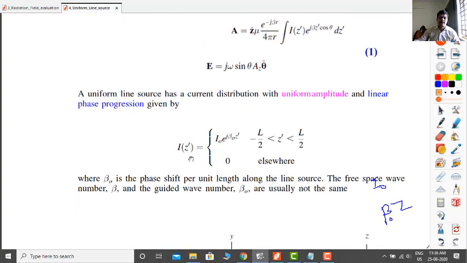So, here the current is represented as I of Z prime equals I0, that is the magnitude of the current, e raised to j beta naught Z prime, which represents the phase. And this happens over the length L, that is from the lower point minus L by 2 to the upper point L by 2 along the Z prime axis. In other regions the current is 0.